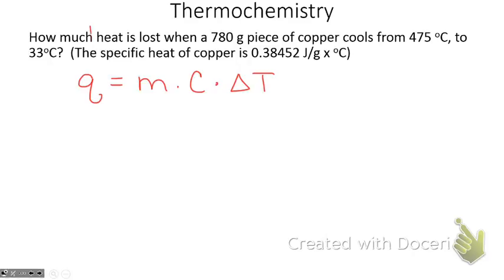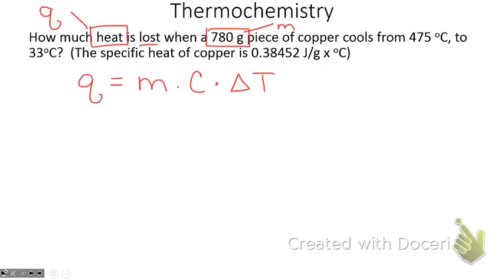It says how much heat. Right there, I know I'm solving for Q. How much heat is lost? That means it's going to be an exothermic process, and Q will have a negative value. When a 780 gram piece, that I can label as my mass, piece of copper, it's going to cool down.